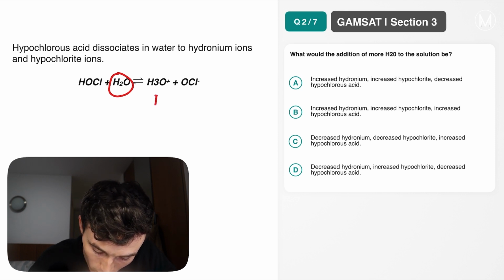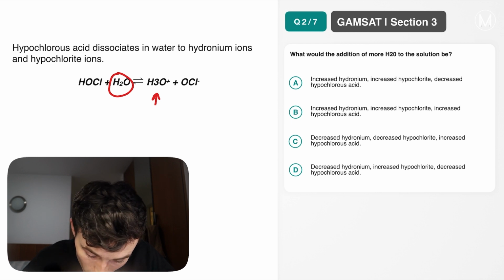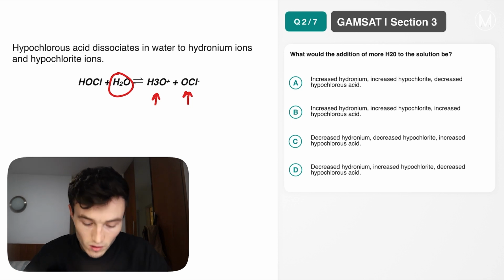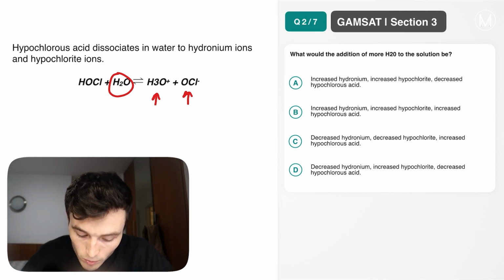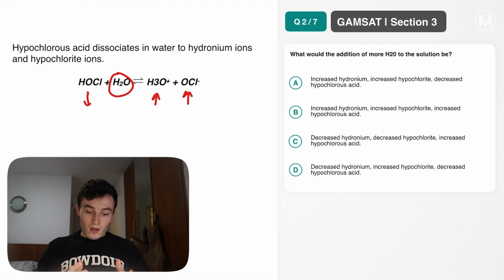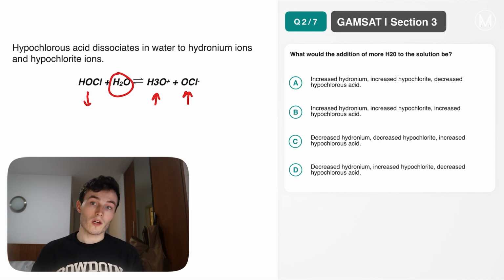This is the hydronium ion. So that makes sense. Increased hypochlorite, that's here. That makes sense because we should be increasing the things on the right-hand side. And decreased hypochlorous acid. Well, yes, that also makes sense because if we shift towards the right, we shift the dynamic equilibrium towards the right in order to use more of the H2O that's now available.